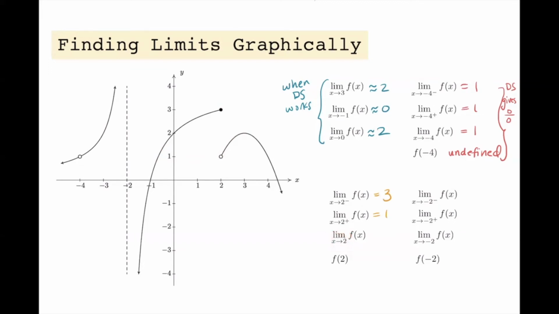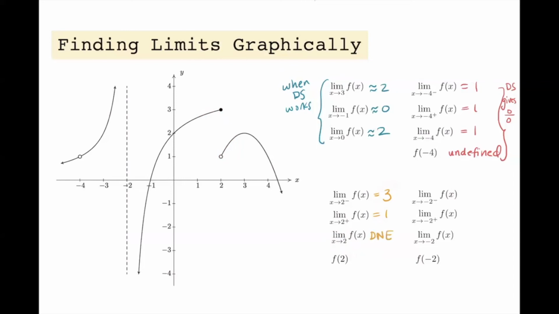Now remember that when you have one-sided limits that don't match up, or you have a disagreement about where the function's heading towards from the left and the right, or this jump in the graph, then we say that the two-sided limit does not exist, or DNE for short.